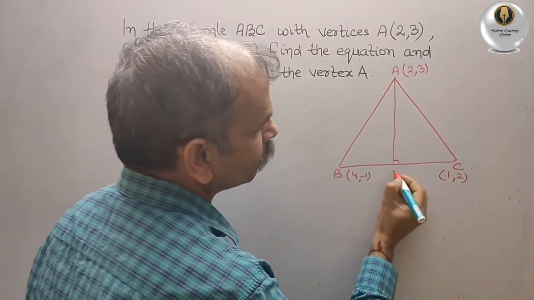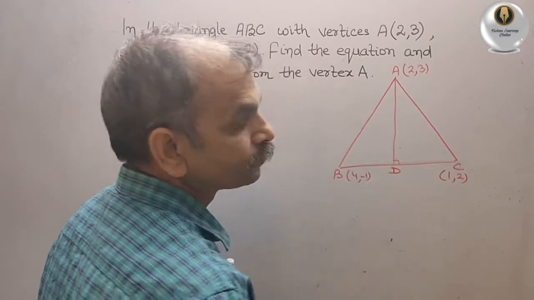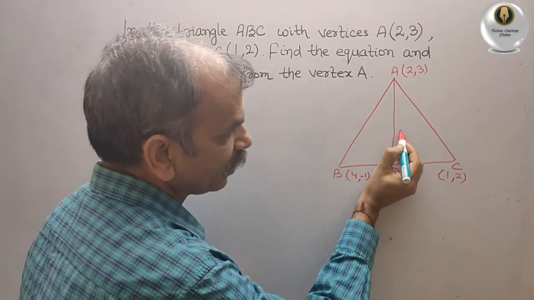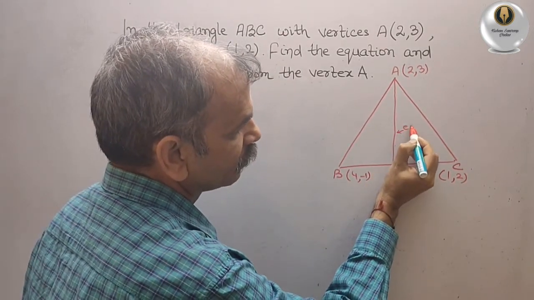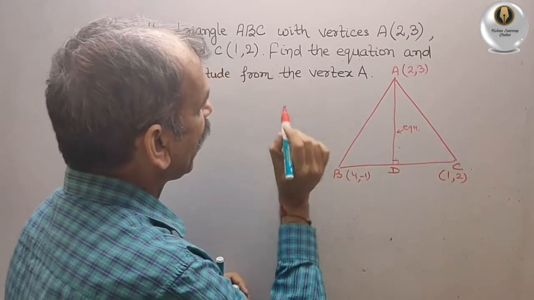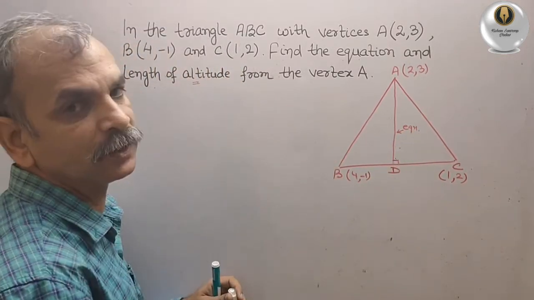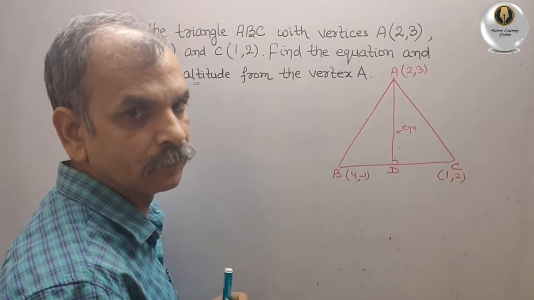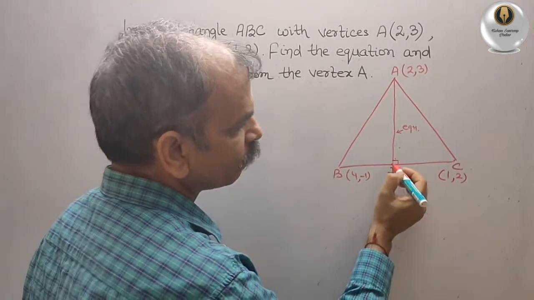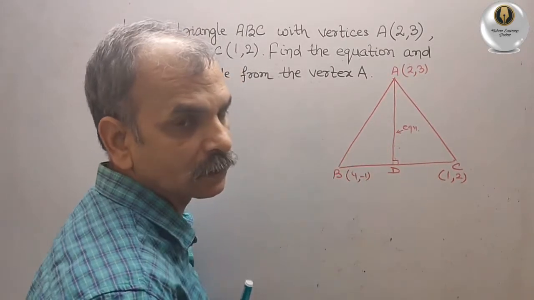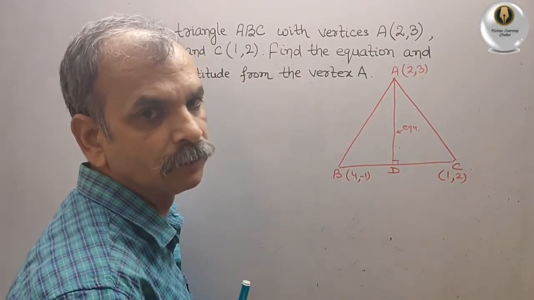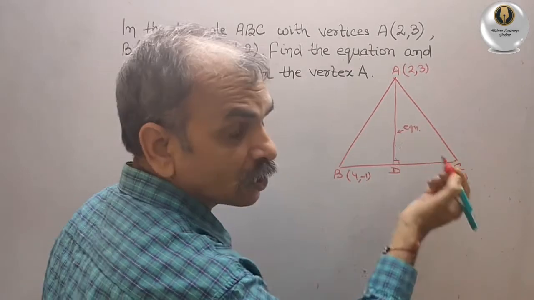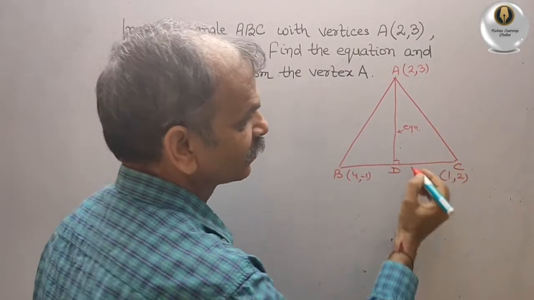Suppose this point is your D point. We have to find out the equation of this line and the altitude, that means length. Length means from here to here, what it is, that we have to find out. That is your distance.